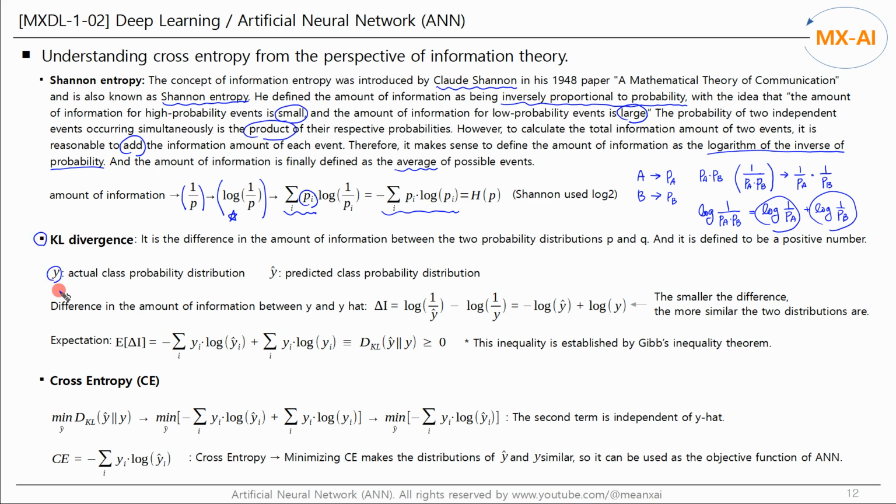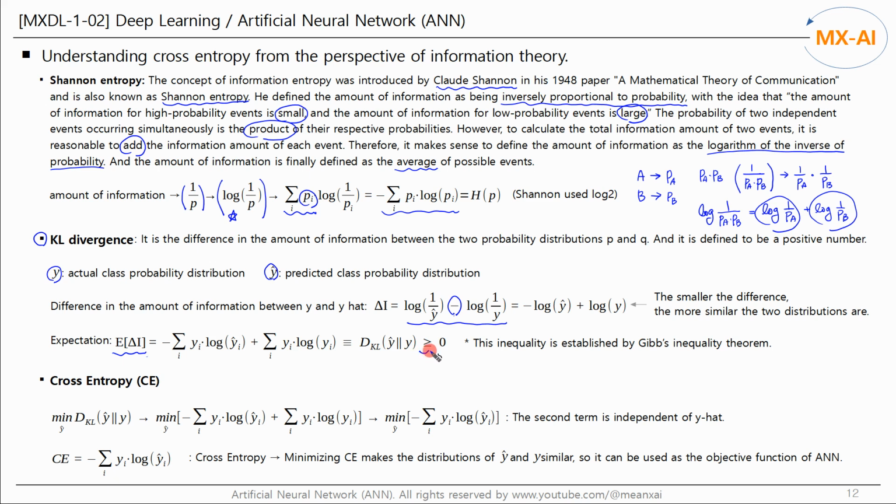y is the probability distribution of the actual class, and y hat is the probability distribution of the predicted class. Using Shannon's definition, the difference between these two amounts of information can be expressed as follows. The information amount of y is subtracted from the information amount of y hat, so that this difference is positive. The smaller the difference, the more similar the two distributions are. And calculating the expected value of this difference is KL divergence.